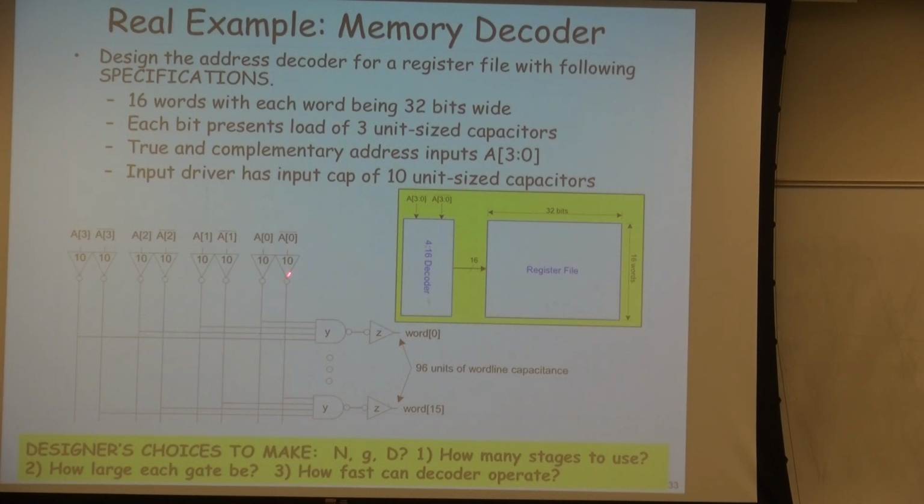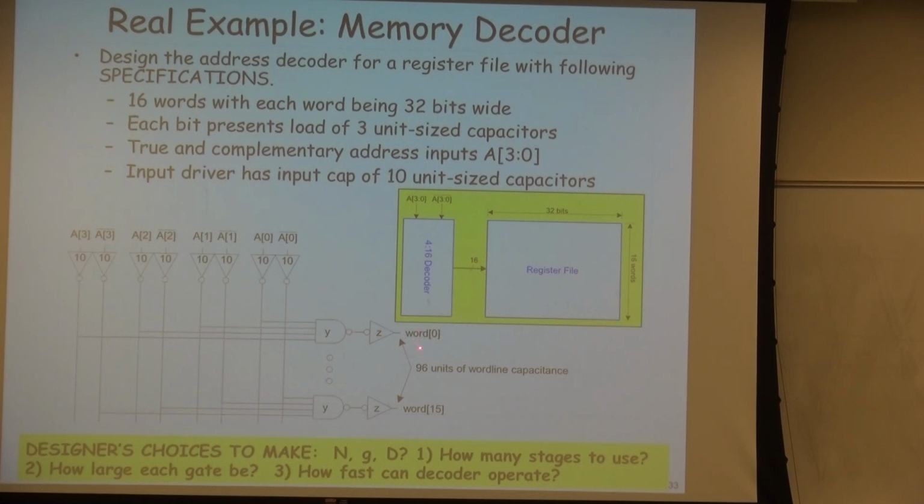Capacitances of this is 10. So these inverters will be of size 10. Now, these lines are going to the different NAND gates in a 4-input NAND gate followed by another inverter over here. So they will be having some capacitances depending on these lines over here.